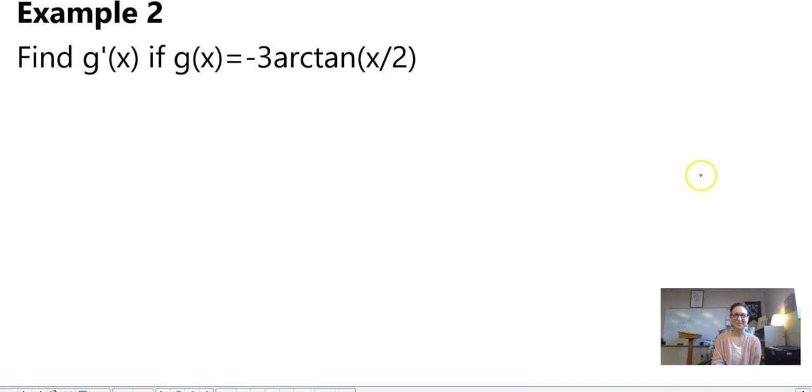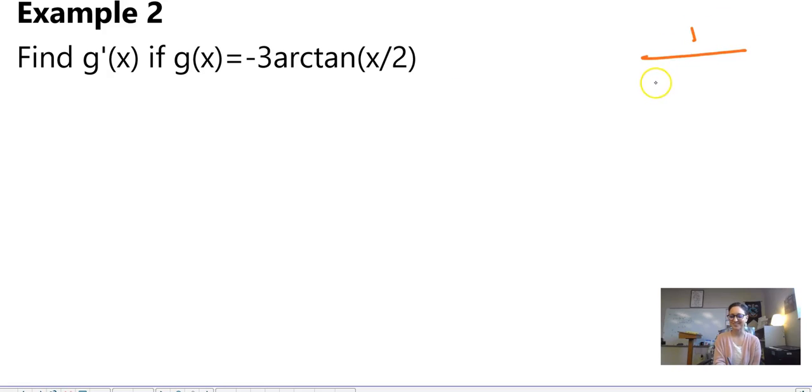All right, I'm going to force a pause on your screen. Go ahead and copy example 2, and then we'll do this together. Okay, so again, I highly recommend just writing the derivative of the parent function to the side here. So I've got arctan, so it's an inverse trig, so I know it's 1 over something.